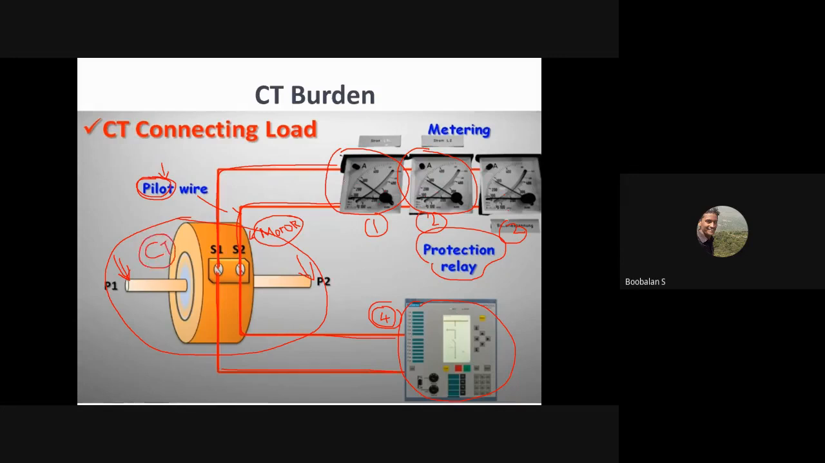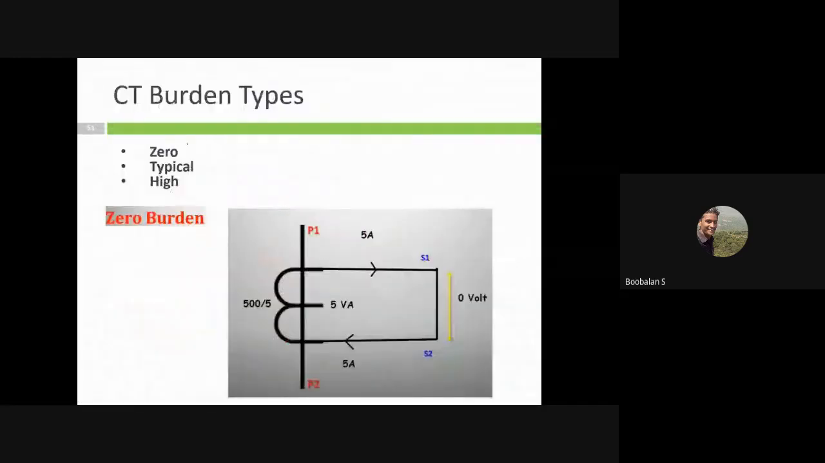So this acts as a load. These meters and relays are connected with my CT. That's why it's called burden, in the sense of connected load. How many loads are connected with my CT? That is called burden. How can we calculate it? We have CT burden types: one is zero burden, typical burden, and high burden.